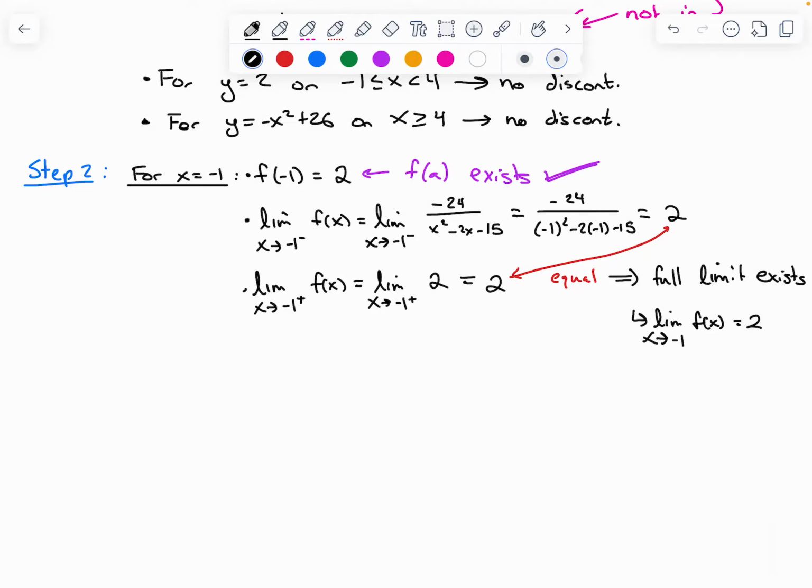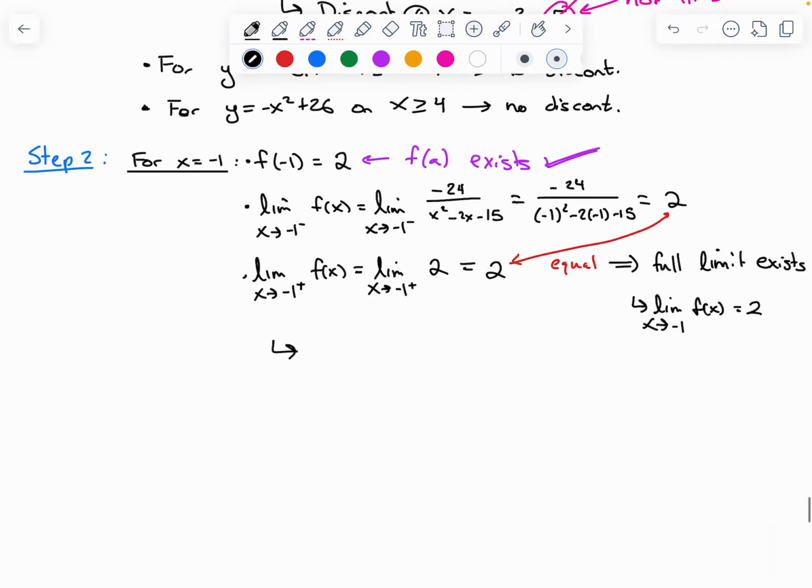So now that we have the limit exists, the function exists. Oh, we're out of time. And they are equal to each other. It means that it is continuous at x equals -1.